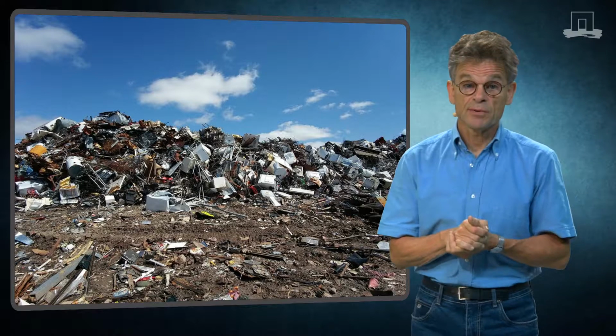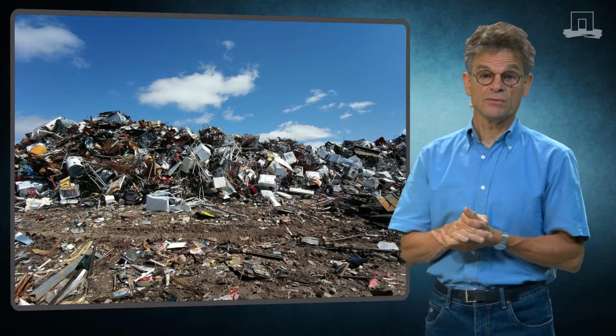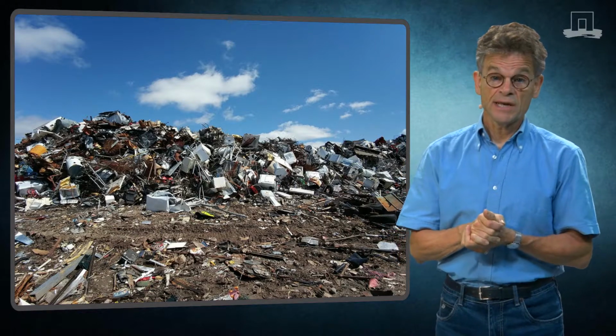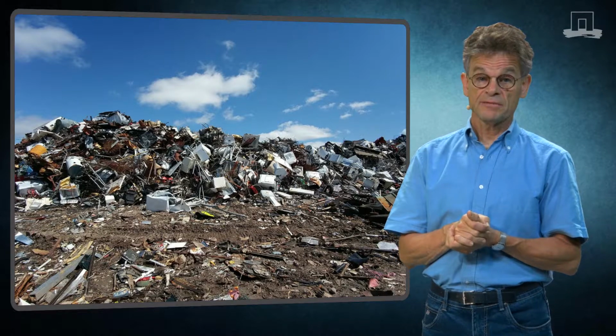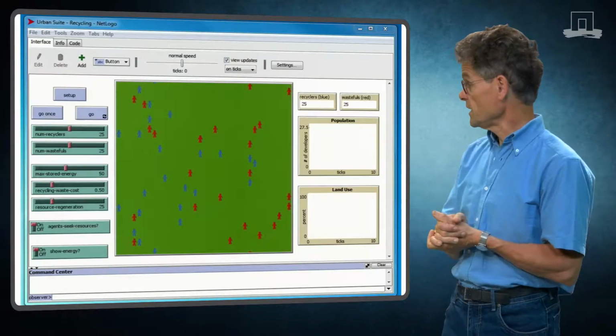Let's now take an example from the circular economy. This is about man-made waste. You may know from your own experience how waste can make parts of a landscape unusable. We shall investigate a simplified agent-based model about this. And here we have it.